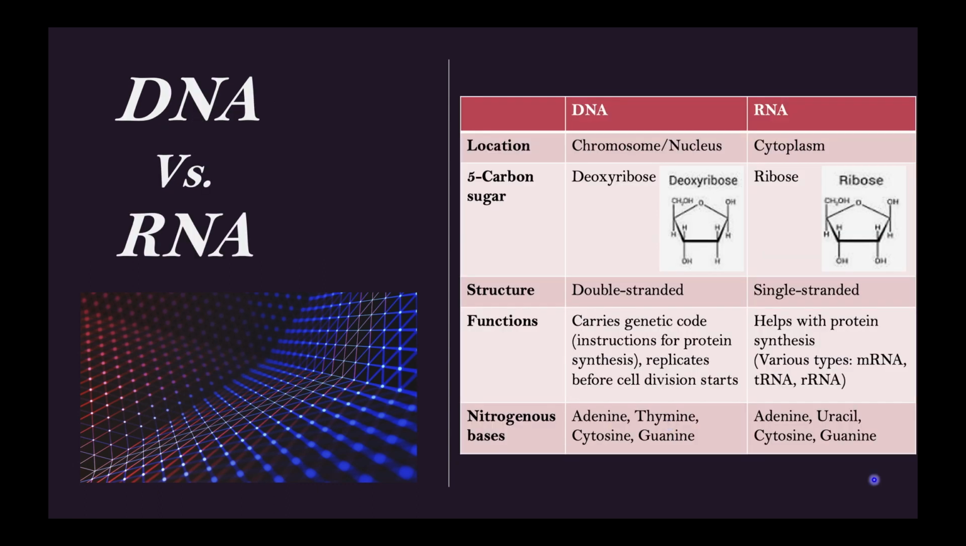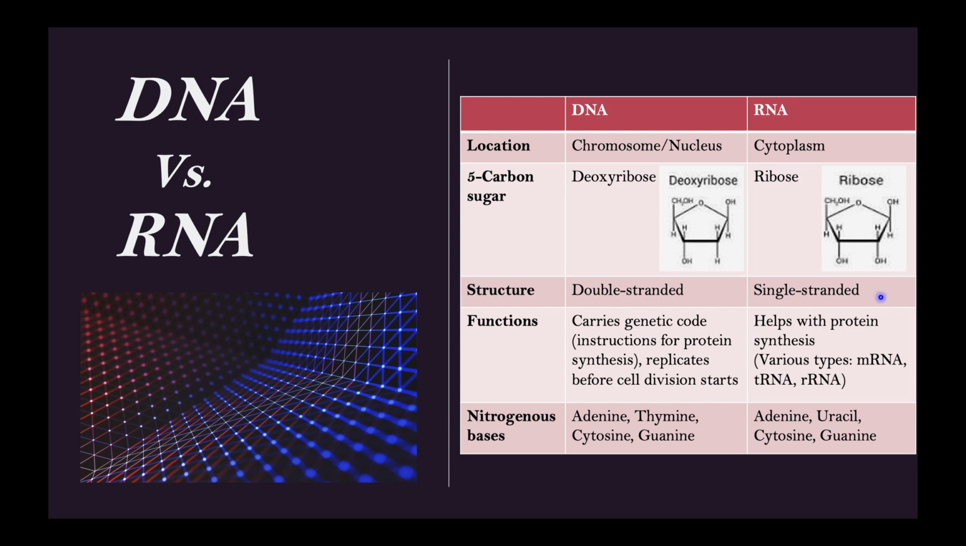DNA and RNA differ from each other as shown here. We've already said that DNA is part of chromosomes and is in the nucleus, whereas RNA is found in the cytoplasm. DNA contains deoxyribose, while RNA has ribose. Notice their structures. Everything else is the same, other than this H for DNA versus this hydroxyl or OH group for RNA. We've also said that DNA is double-stranded, whereas RNA is single-stranded.